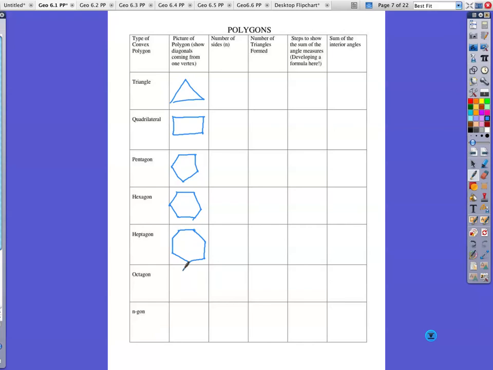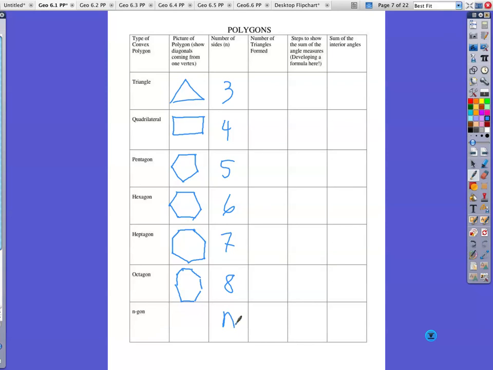Octagon. 1, 2, 3, 4, 5, 6, 7, 8. So that's what I'm going to do there. And then I'm not going to draw one for the n-gon. Okay, the number of sides. This has 3, 4, 5, 6, 7, 8, and then of course n.